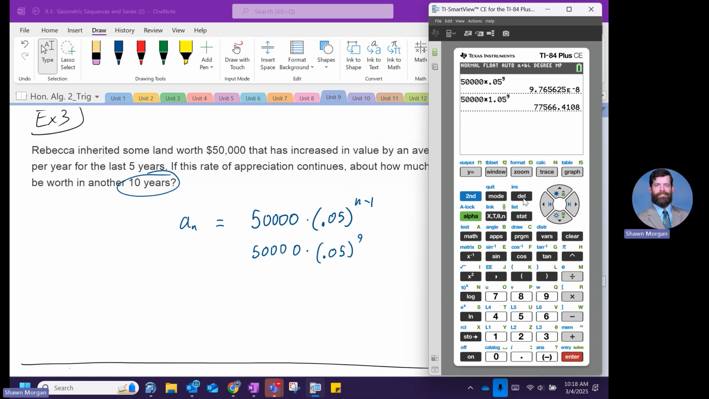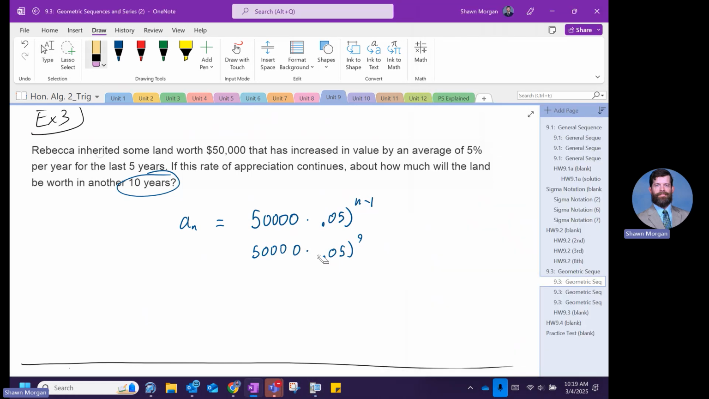Okay. So with these word problems, all the time I get guys that will turn in an answer that's very illogical. It doesn't make any sense. Think logically about it. If it's appreciating at 5% per year, then 77,566 seems like that would be appropriate in 10 years. Mario. Once per year.